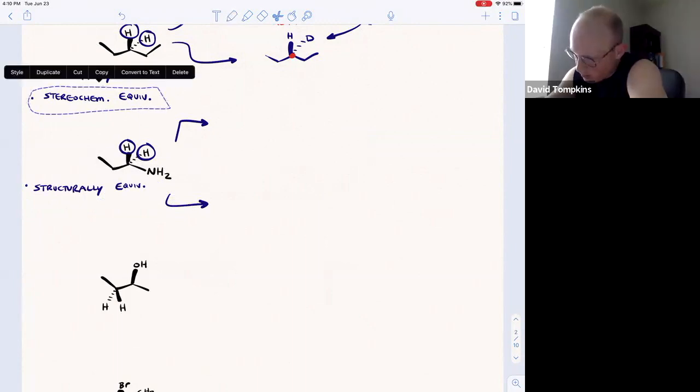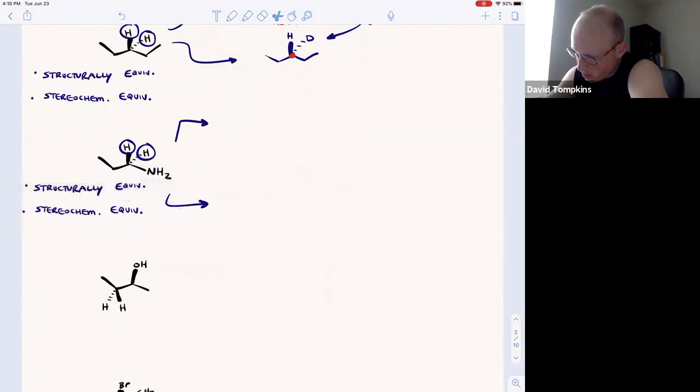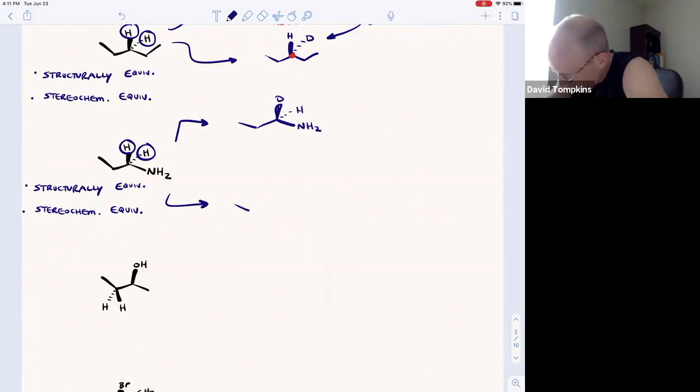Also, they are stereochemically equivalent because, yes, one of them is forward and one of them is back, but there's nothing on the front or back face that distinguishes the front from the back. There's no difference in the two faces of the molecule here, and there's free rotation. So if I replace the wedge hydrogen with deuterium as compared to doing the opposite substitution, we do this time generate a new chiral center where this carbon now has 4 unique groups bound.